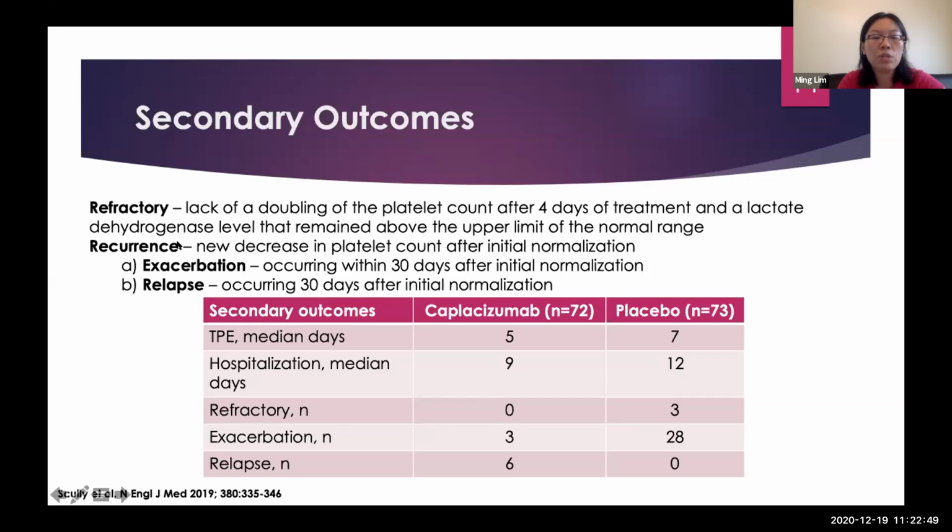Recurrence here means a new decrease in platelet count after initial normalization. If this occurred within the first 30 days, this is called an exacerbation, and if it occurs after 30 days, it is called a relapse.